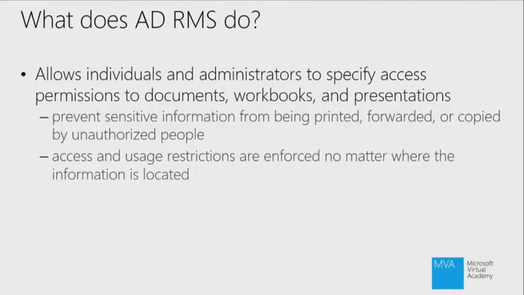It allows individuals and administrators to specify access permissions to documents, workbooks, and presentations. It's not necessarily limited to just these three pieces of information. Again, I mentioned emails. You can expand this out to other bits of data. It prevents sensitive information from being printed, forwarded, or copied by unauthorized people. Access and usage restrictions are enforced no matter where the information is located. If I create a Word document, I protect it with RMS, I email it to someone outside of Microsoft or outside of my organization, they are still subject to the restrictions of that document. And even then, given that they can access the RMS infrastructure through some other means in the first place.